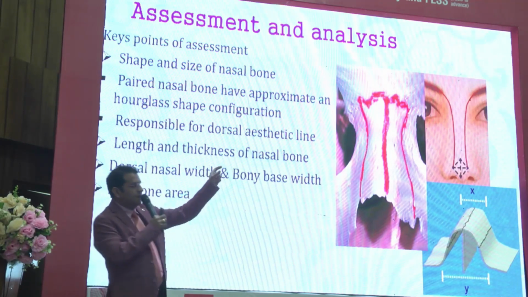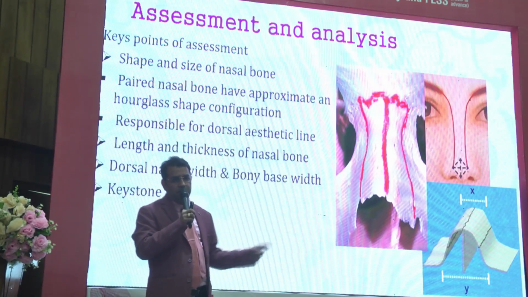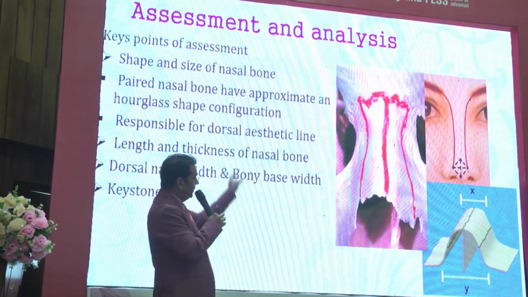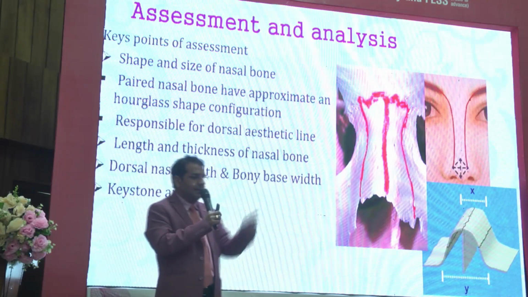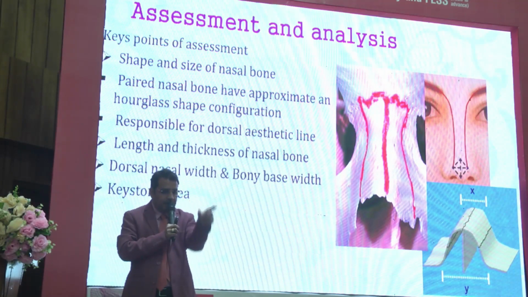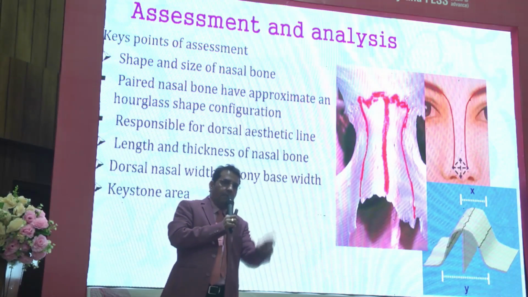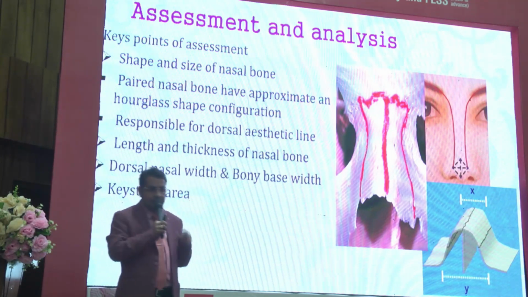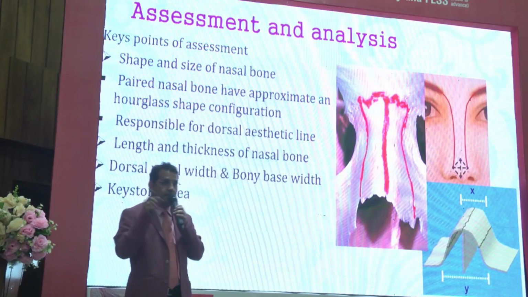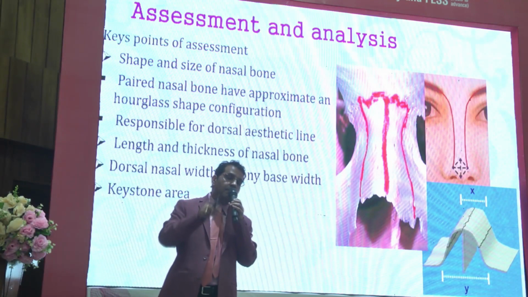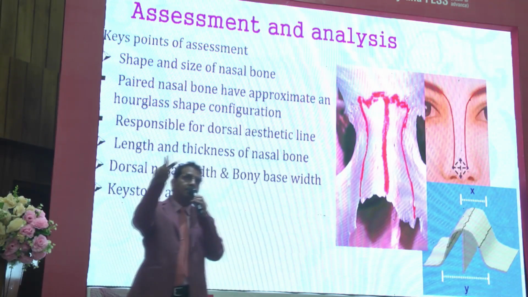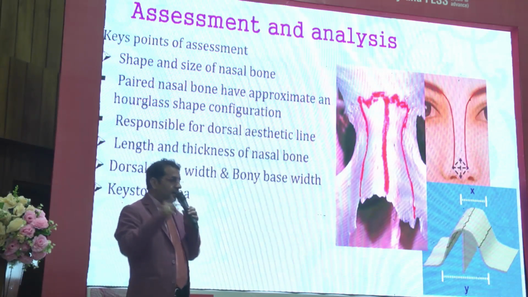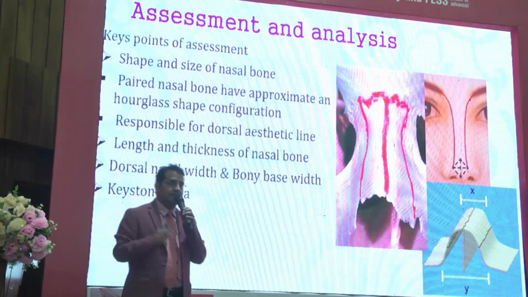Look, in the nasofrontal suture area, we have the maximum size of this bony pyramid, around 14 mm. Then if you come to the mid part, it is around 10, and again there is around 12 mm. This is the average usual width of the bony pyramid. So this variation in size is responsible for the shape of the bony pyramid. This is responsible for the dorsal aesthetic line, because we have a variation in the size of the bony pyramid. So that is responsible for the hourglass shape and dorsal aesthetic line.